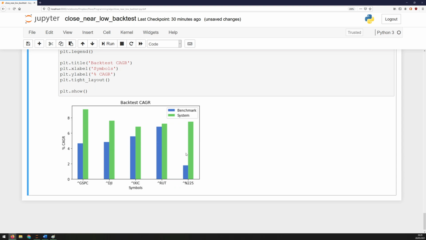It looks like pretty much for all of the other ones that I've tested here, the results are similar. So for some of them there's not quite as much of a difference between the benchmark and the system. On others, it's a bit more pronounced. But overall, it does seem like this is something that performs slightly better than a buy and hold. In addition to that, it seems to have better drawdown, as well as the fact that you're not always in the market.